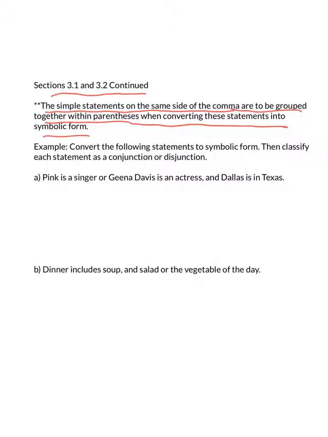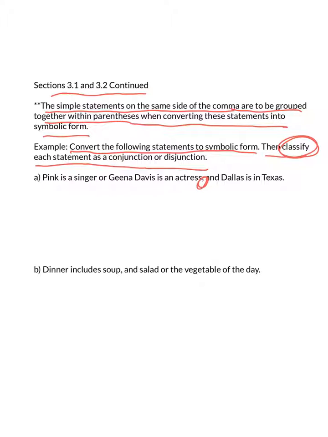So as an example, it says to convert the following statements to symbolic form. So again, we're going from the English language to math symbols. Then we're going to classify each statement as a conjunction or a disjunction. Looking at part A, Pink is a singer, or Gina Davis is an actress, and Dallas is in Texas. So I see 3 separate ideas. So I am going to come back to this comma where it's located. If it's just 2 ideas, we don't care about the comma mathematically speaking, but with 3 or more ideas, we care about the comma.